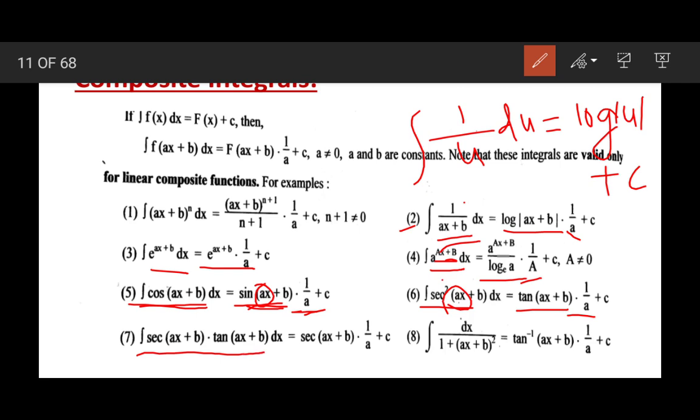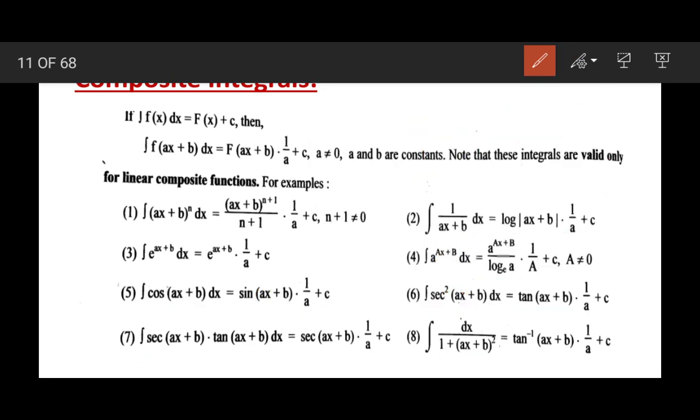The coefficient of x is 1 upon a. Then the integral of sec(ax + b) tan(ax + b) dx is equal to sec(ax + b) into 1 upon a plus c. Then the integral of 1 upon 1 plus (ax + b) whole square dx is equal to tan inverse(ax + b) into 1 upon a plus c.